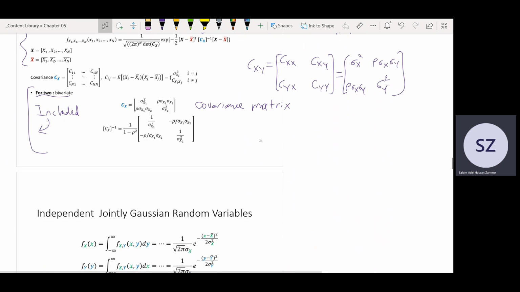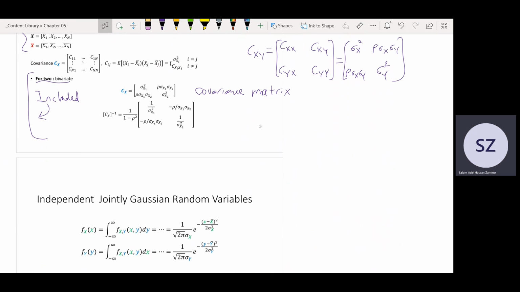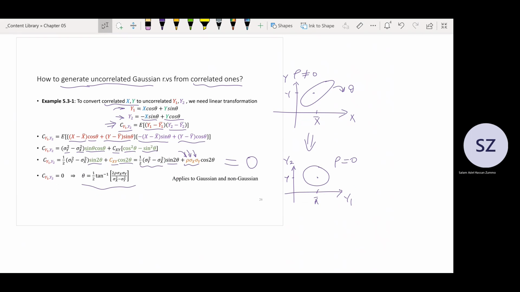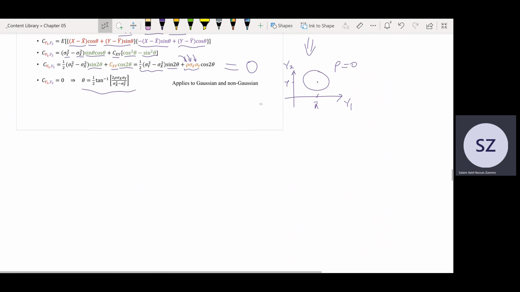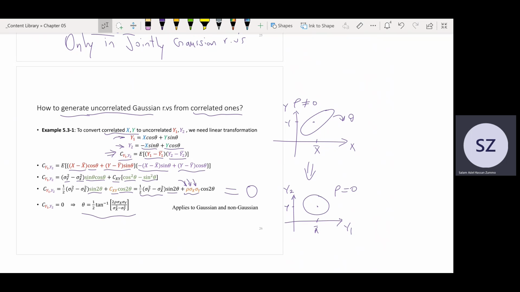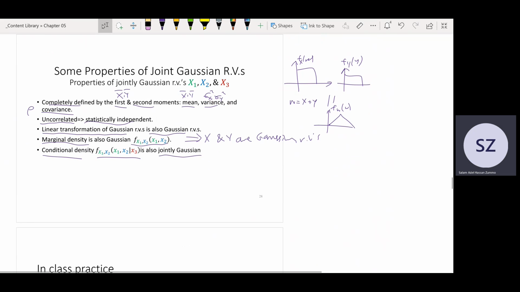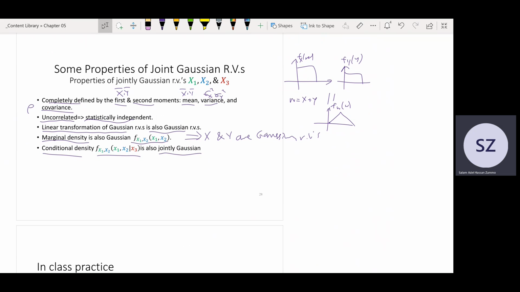And of course, we defined the covariance matrix and its inverse, and in some examples, how to create uncorrelated random variables by using a linear transformation with a certain theta, and what theta will be. You don't need to memorize this theta, you need to be able to find it. And these are the properties that will help you simplify problems.